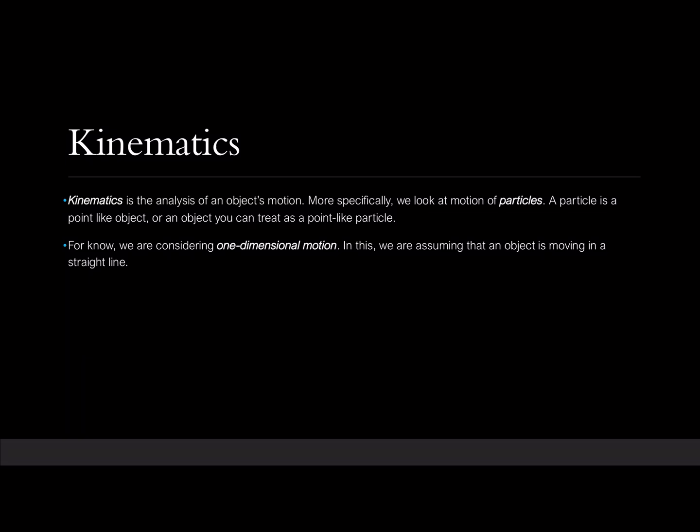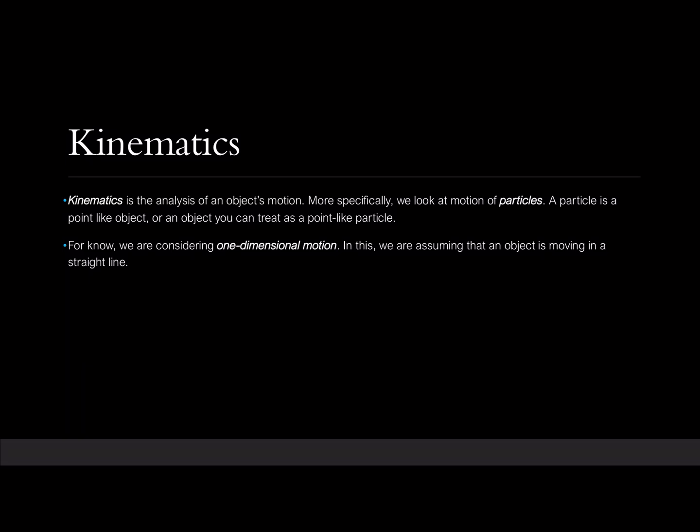More specifically, when we're talking about an object right now, we're looking at the motion of particles, okay? And a particle basically is a point-like object, or an object that you can treat like a point. For example, in some cases, you can treat a ball as a point, or you can treat an electron or a proton or a neutron as a particle, because they're really, really small and they fit with our analysis. For now, we're going to consider one-dimensional motion. We're going to move on to 2D in the next video after vectors.